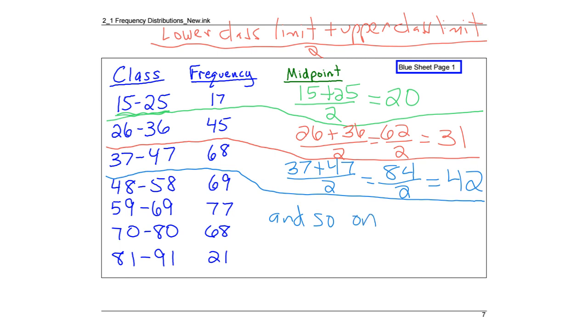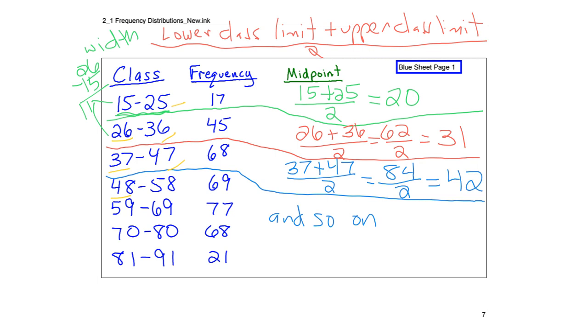Now, something I wanted to show you here that's kind of interesting is if you look at your class width. Let's come over here and look at our class width. Well, so this is my width. If I take 26 minus 15, I get a class width of 11. So if I take 15 plus 11, I get 26. If I get 26 plus 11, I get 37. 37 plus 11, I get 48, and so on, right? Same thing works for the upper class. 25 plus 11 is 36. 36 plus 11 is 47.